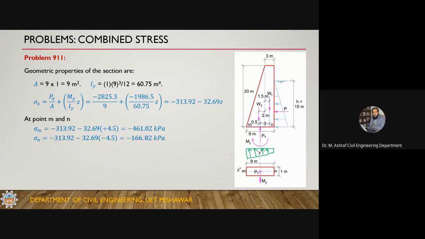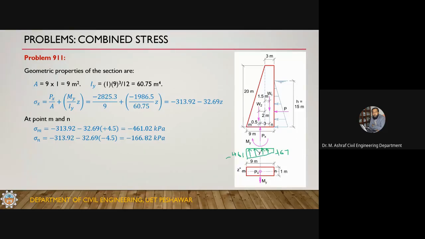This value is 461, this value is 167, negative and negative. Okay, so this is the stress variation diagram. The whole section is under compression.